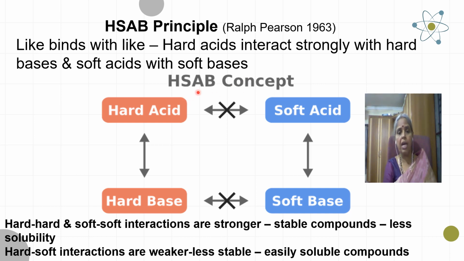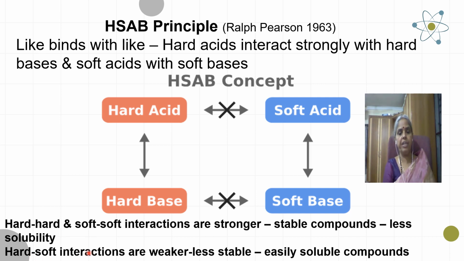The HSAB or hard and soft acid base concept is simply this: hard acid prefers hard base, soft acid prefers soft base. A hard acid does not prefer a soft base, or a hard base does not prefer a soft acid. That is the principle. Hard-hard and soft-soft interactions are strong. Stable compounds are obtained as a result of hard-hard and soft-soft interactions. As for their solubility, if the compound is between a hard acid and a hard base, the solubility of the resultant compound is very less. But if the compound is formed between a hard acid and a soft base, or a soft acid and a hard base, such compounds are easily soluble.